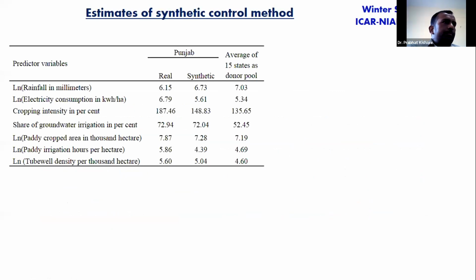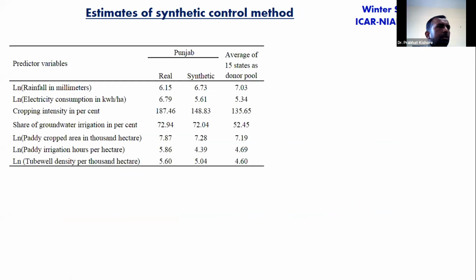So now coming to the final estimate of the synthetic control method, what type of result we are getting and how we can draw inference from there. Here, the variables which we have included in the model, I put the real value and the synthetic, and I have also put the average value.